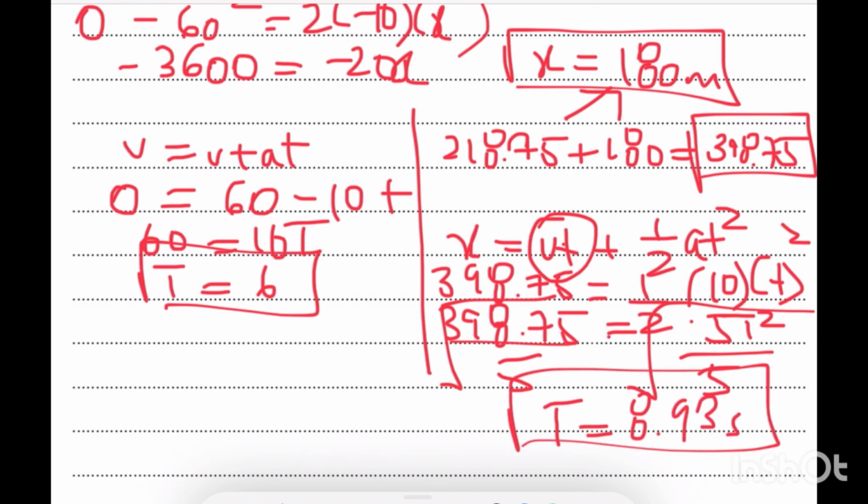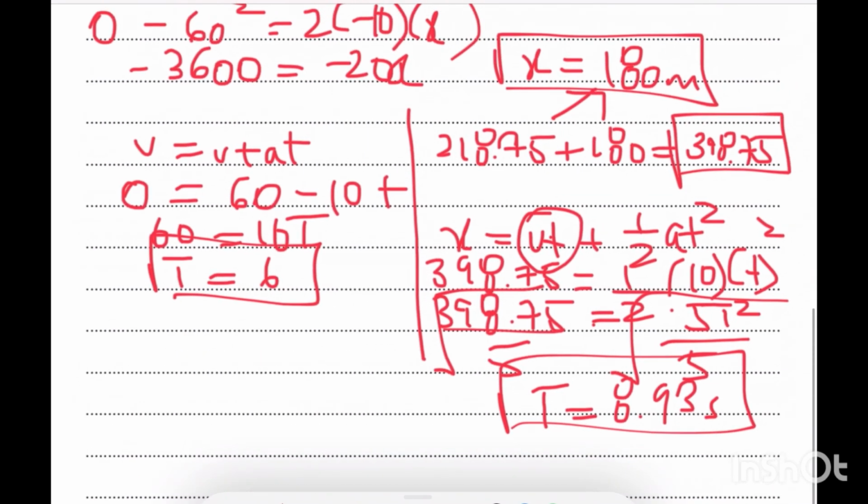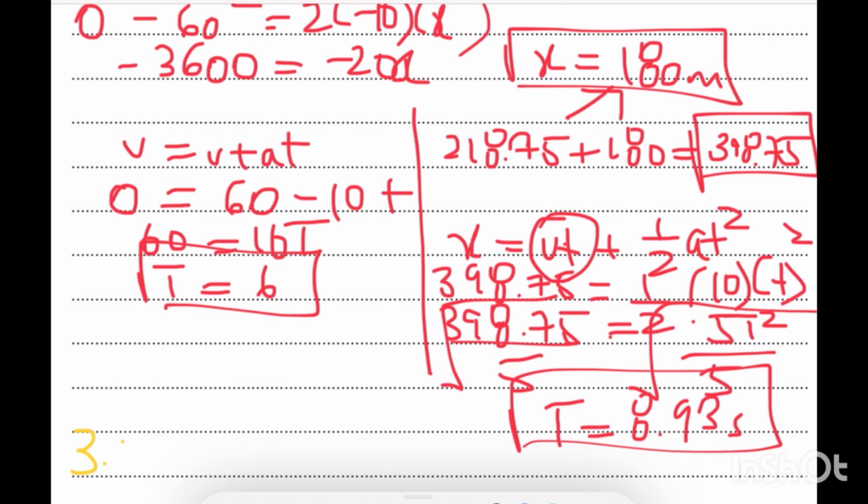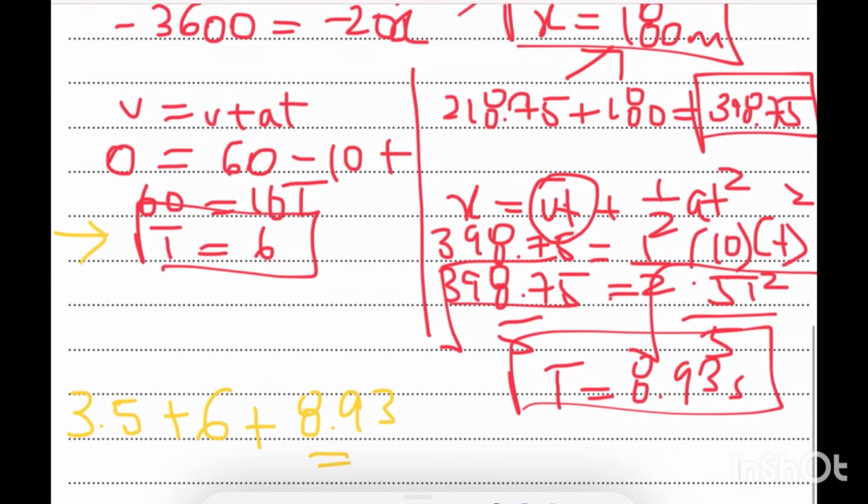Now all we have to do is add all the time periods that we have found. So the first 3.5 seconds for A from projection till the point of collision, then another 6 seconds to reach its maximum height, then the time it took to go from its maximum height to the point O again, which is 8.93. And that gives us the final answer of 18.4 seconds.